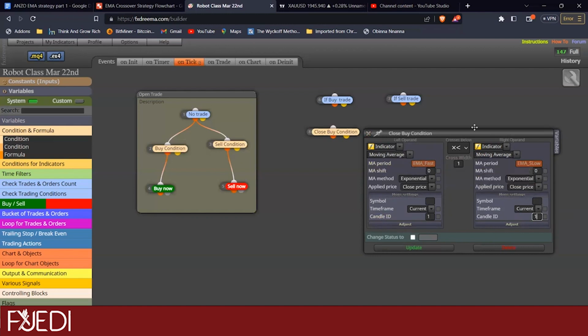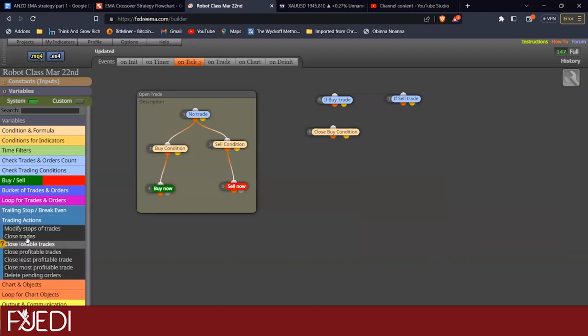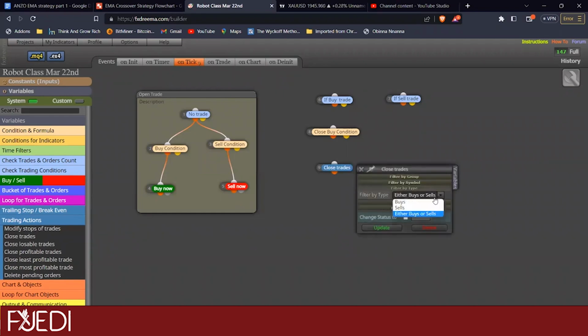So if the fast moving average crosses below the slow moving average, then what do we want to do? Click on updates. We want to close the buy trade. Then you can come to trading action here. You see close trade. So we'll just click and drag, and this would be close trade. We'll modify it to close only the buy trades, right? So double click again, go to filter by type and select buys. Okay, click on updates.